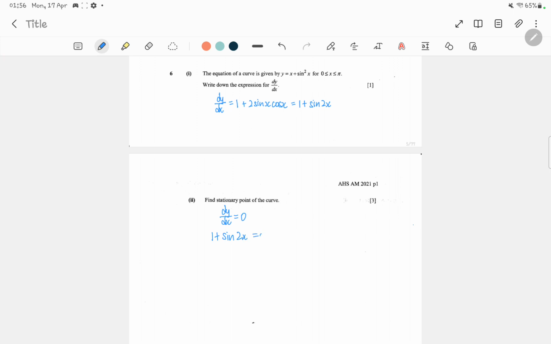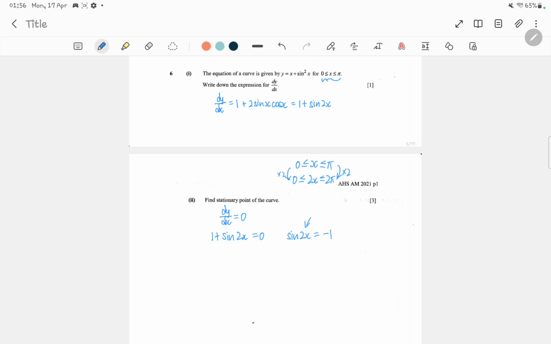This is equals to 0. So let's bring the 1 over to the right hand side. This is equals to minus 1. Okay, so you can see that the question says that they are looking for x between 0 and pi radians inclusive. So in that case, here is 2x, right? So this means that if x is more than or equals to 0 and less than or equals to pi radians, equivalently 2x is more than or equals to 0 and less than or equals to 2 pi radians. So here I times 2, here I also times 2.